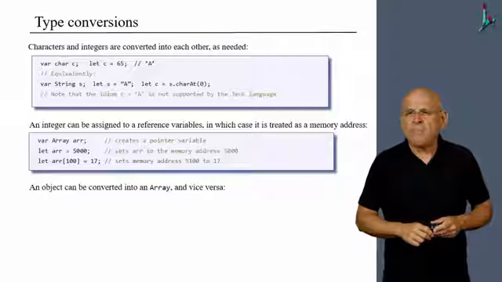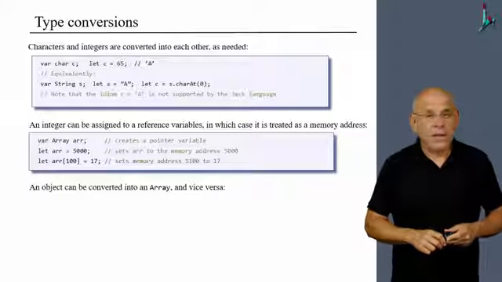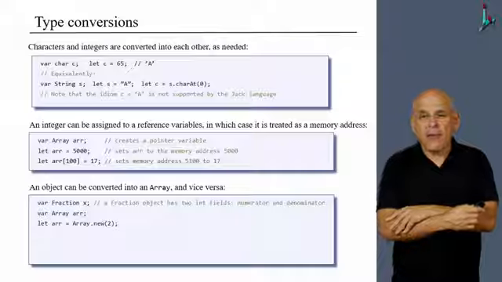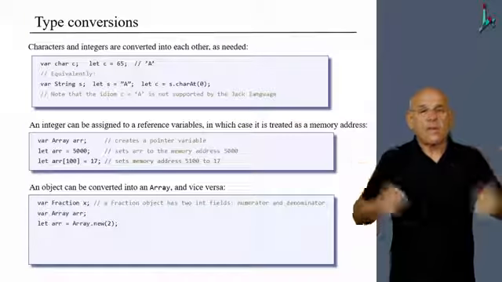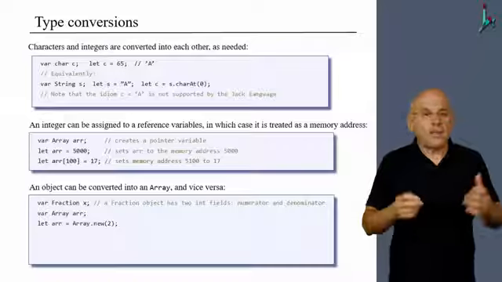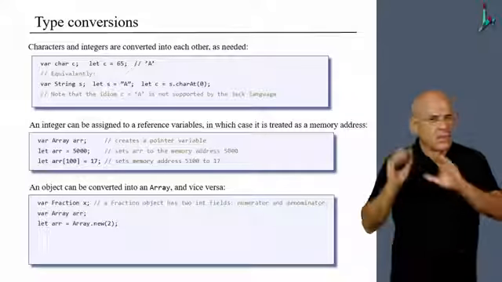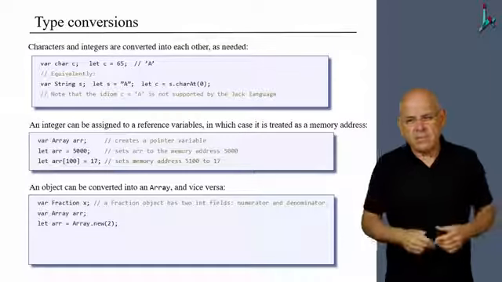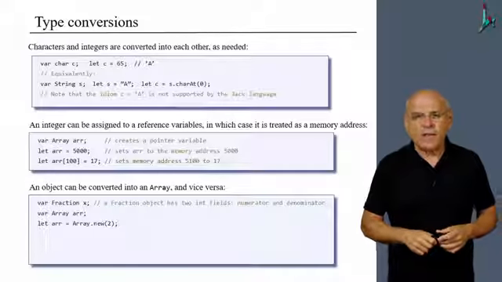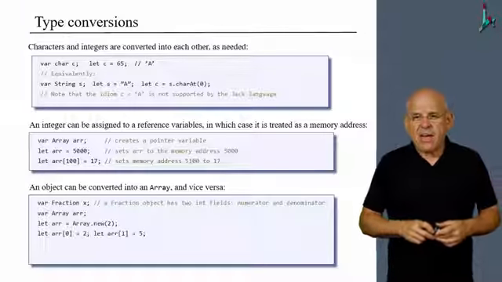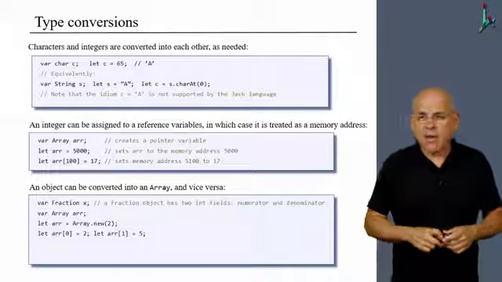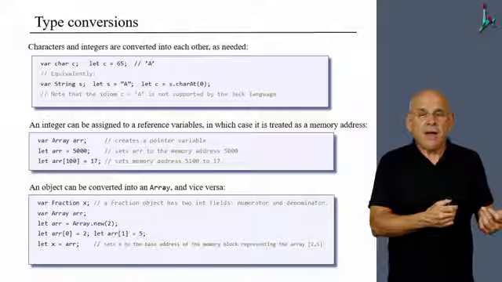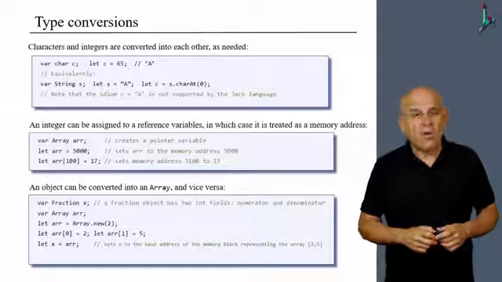What else? An object can be easily converted into an array and vice versa. So, for example, if I create an object x of type Fraction, then recall that Fraction objects have two fields, numerator and denominator. So let's put this at the back of our mind. Then I create an array called arr. I construct the array to be 2 entries long. And then I say arr[0] equals 2, arr[1] equals 5. And now I do something strange. I say x equals arr. So x, which is a Fraction, now points at the arr array.